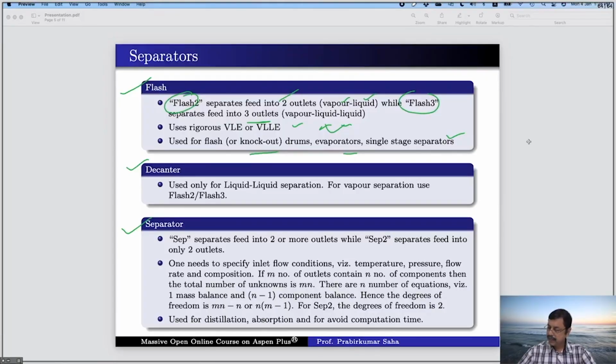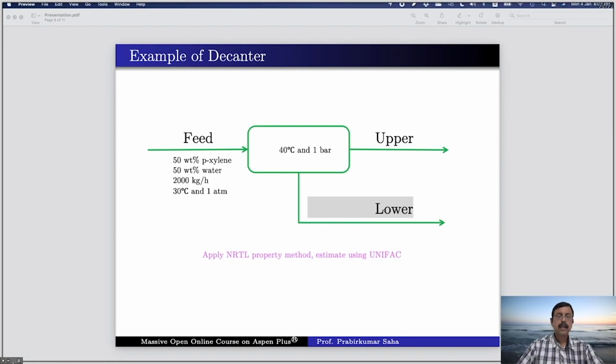The next one is decanter. Decanter is only used for liquid-liquid separation. The moment vapor separation comes, you have to use flash 2 or flash 3. The next example is of a decanter.